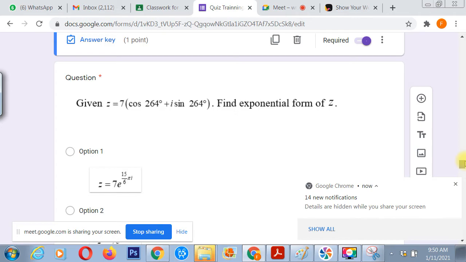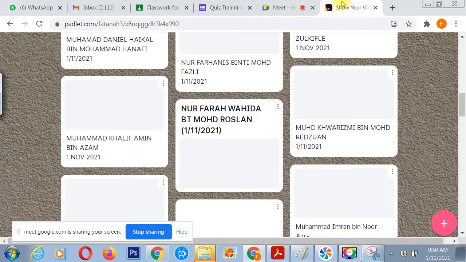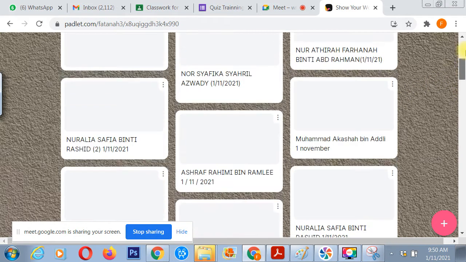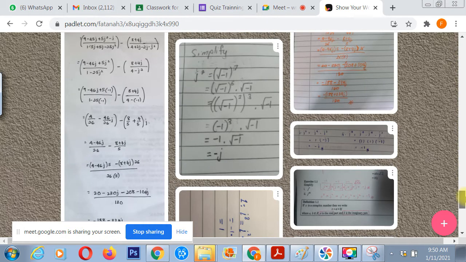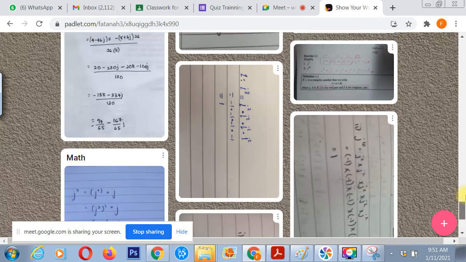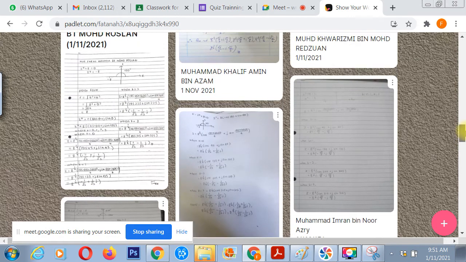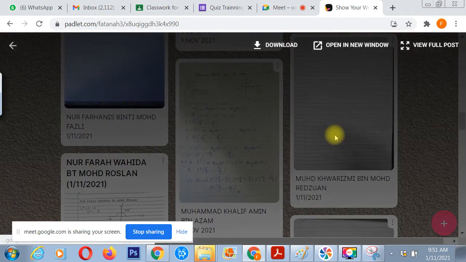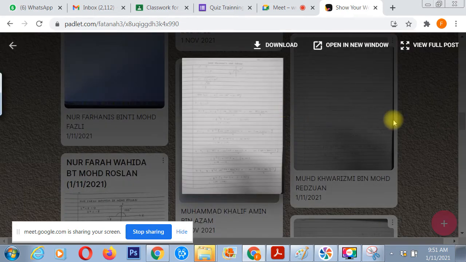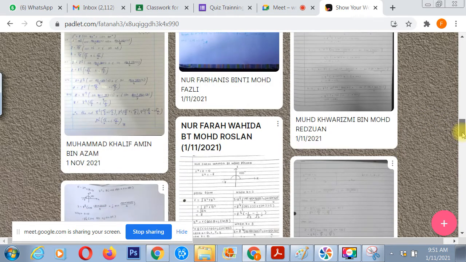Okay. Anything else? Only 10 minutes more left. Ada soalan tak? Okay, semua dah hantar lah. Ada soalan? No, I think that's it. Clear. Hopefully you can clear.